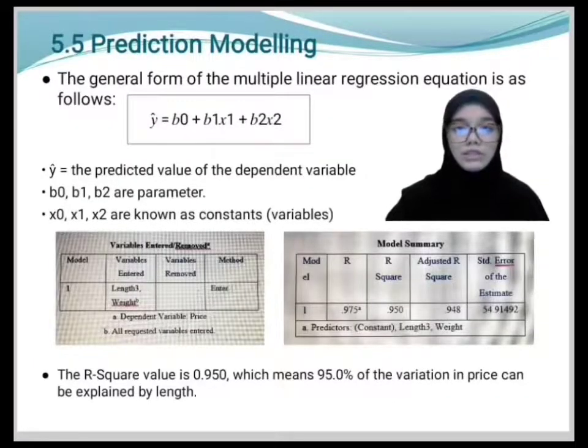5.5 Prediction Modeling. The general form of the multiple linear regression equation is as follows. Y equals b0 plus b1 x1 plus b2 x2. Y is the predicted value of the dependent variable. b0, b1, b2 are parameters. x0, x1, x2 are known as constants. The R-squared value is 0.1950, which means 95% of the variation in price can be explained by length.